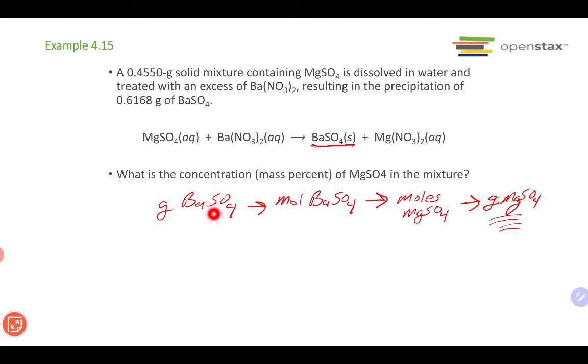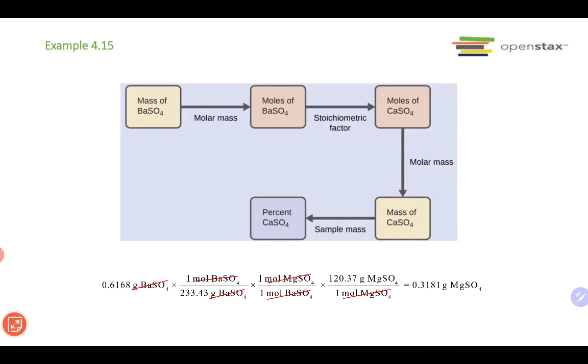So this is our stoichiometry setup. And if we start with 0.6168 grams of barium sulfate, to convert that to moles, we use the molar mass of barium sulfate, which we get from the periodic table. And I know from the balanced equation that there's 1 mole of magnesium sulfate for every 1 mole of barium sulfate. And then again, from the periodic table, I can calculate the molar mass of magnesium sulfate and say that there are that many grams in 1 mole. So if I do that problem, I end up with 0.3181 grams of magnesium sulfate.